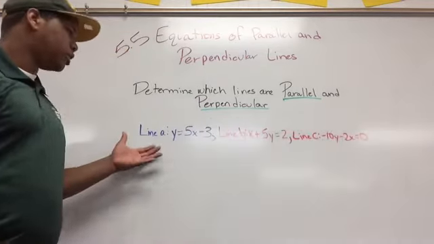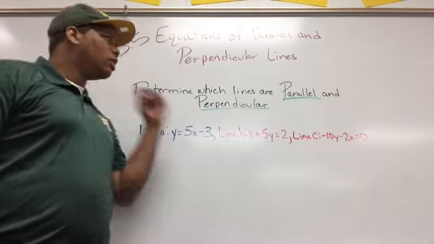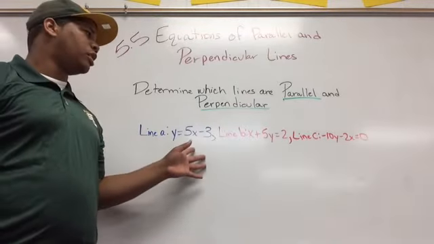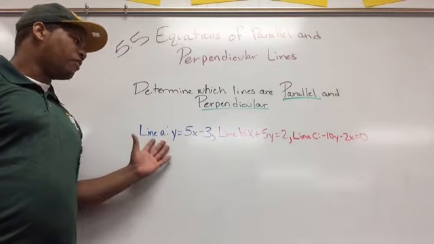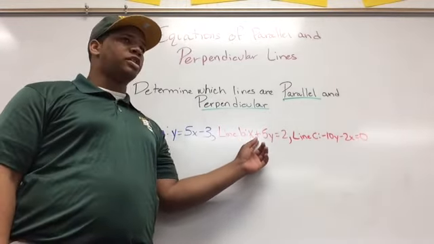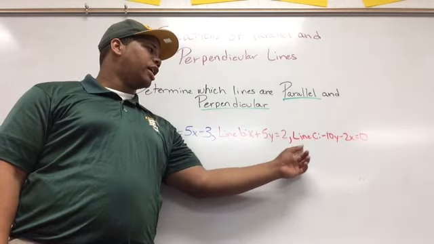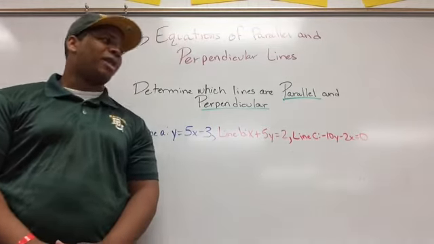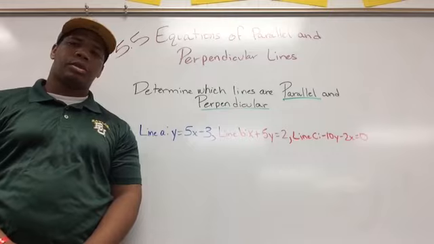So here is your practice problem for tonight. Determine which of the lines are parallel and which ones are perpendicular. You have line A, which is y = 5x - 3. Line B, which is x + 5y = 2. And line C, which is -10y - 2x = 0. Good luck.